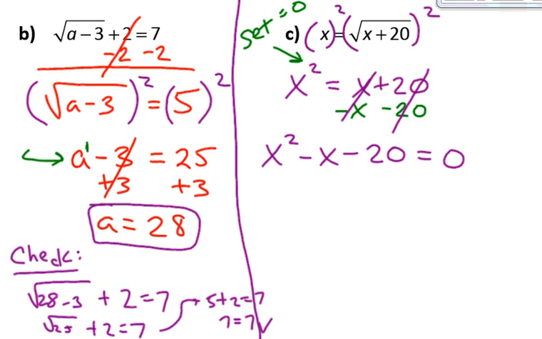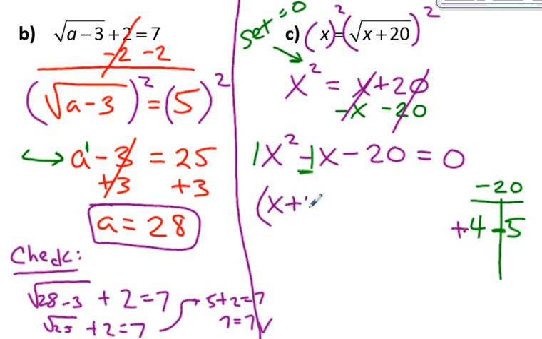So a times c would be 1 times negative 20, so that's negative 20. And then factors of 20, and we want to make negative 1, right? Okay, so that's our b. So what I think of is 4 and 5. And to make a negative 1, that would be 4 minus 5. Now since a is 1, I can use my shortcut method to go straight into x plus 4, so that would be a positive 4, and then x minus 5 equals 0.